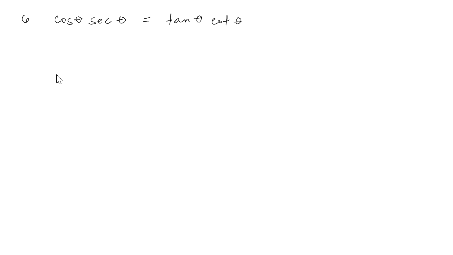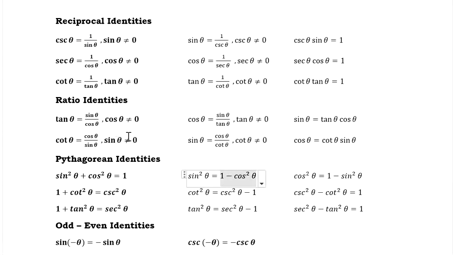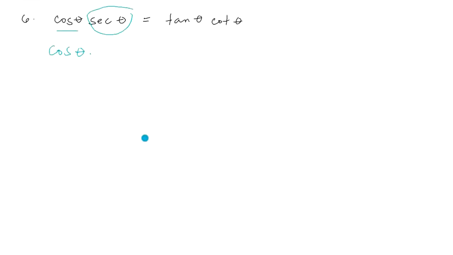Number 6, we have cosine theta times secant theta equals tangent theta times cotangent theta. In this case, I will change both sides to prove this one. Okay, let's start. Cosine theta, it is already cosine, so we just copy it. So that is cosine theta times, let's replace secant theta. Secant theta is equal to 1 over cosine theta. So, we replace that.